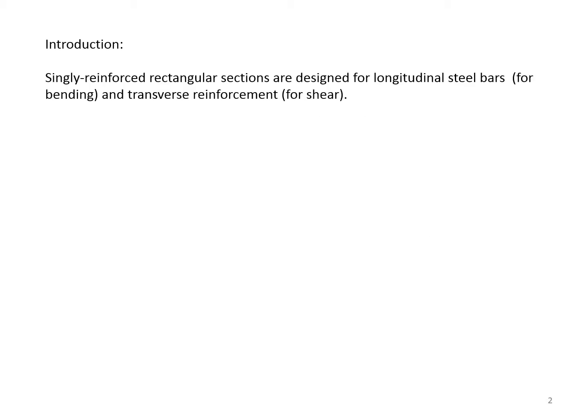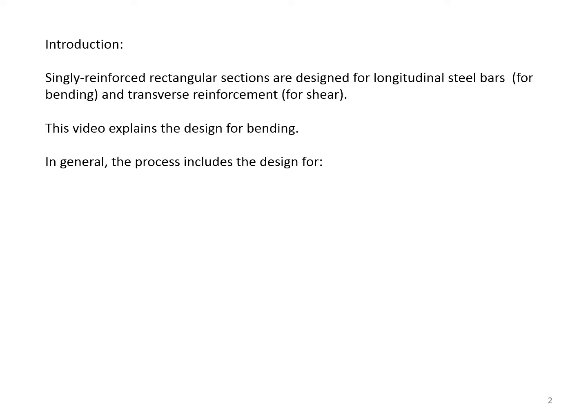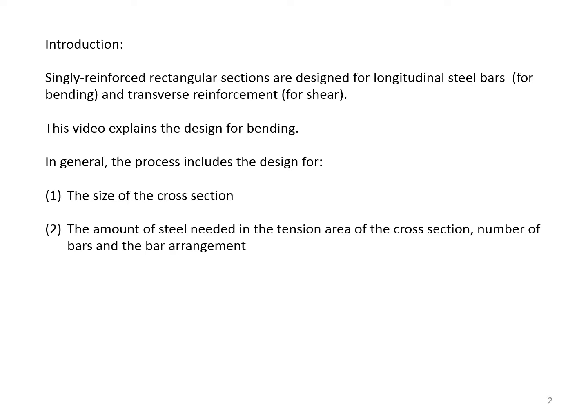Singly reinforced rectangular sections are designed for longitudinal steel bars for bending and transverse reinforcement for shear. This video explains the design for bending. In general, the procedure includes a design for the size of the cross section, the amount of steel needed in the tension area of the cross section, number of bars and the bar arrangement, and the detailing of the section.